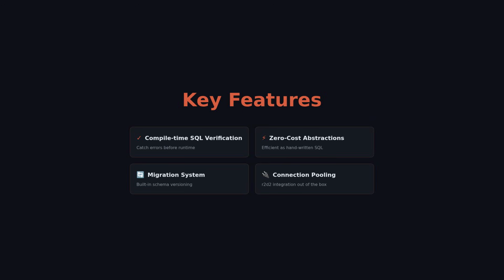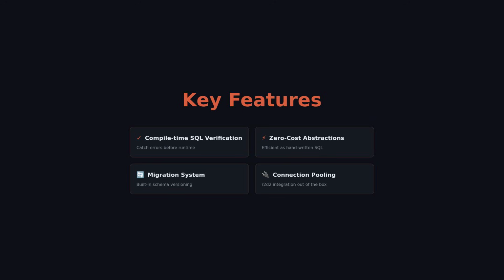The way this works is elegant. Diesel generates Rust code from your database schema using a command line tool called diesel CLI. This generated code includes the types for your tables, columns, and relationships. When you write queries, you are working with these types. The Rust compiler verifies that your queries are valid against the schema.